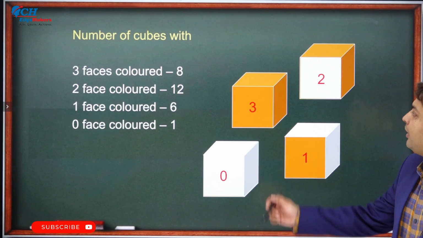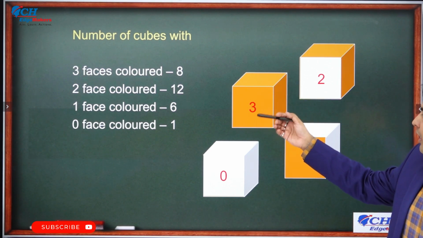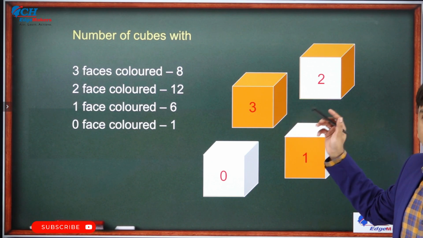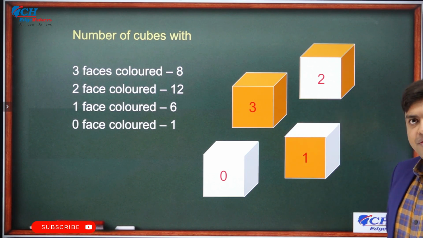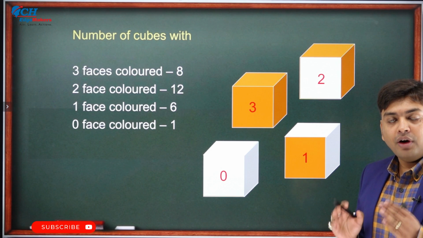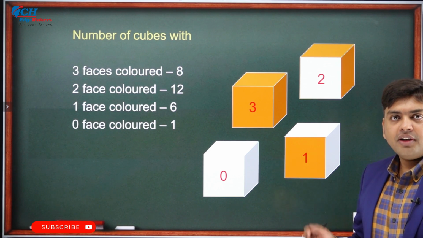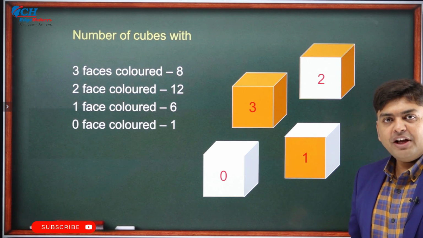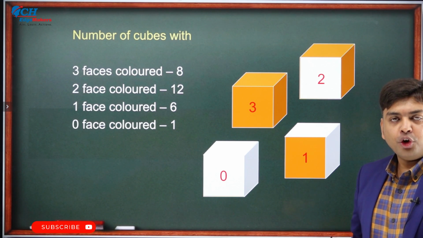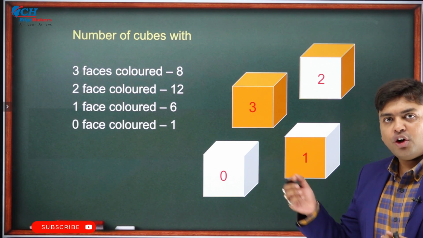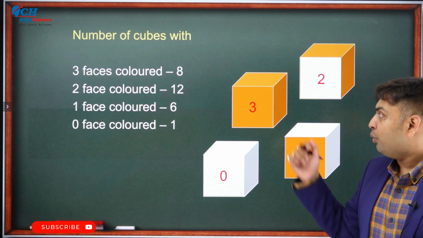Now, the number of cubes so obtained: three face colored cubes are 8 in number. Since we get one cube at each corner which is three face colored, and we have 8 corners on the cube, so one cube at one corner, at 8 corners we'll get 8 cubes.